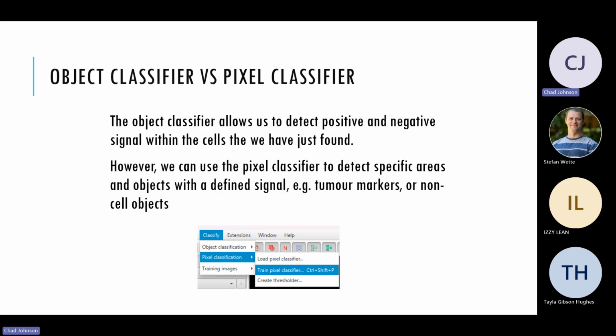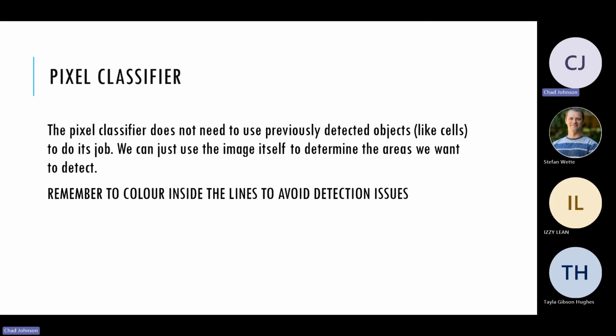But we can use the pixel classifier to detect specific areas and objects with a defined signal. Tumor markers, non-cellular objects. These don't have to be tissues. These can be photos of things. So if you have a photo of a gel, or maybe a photo of a petri dish of bacterial colonies, things like that. So you can use it to detect actual objects within an image. Now, the pixel classifier doesn't need to use detected objects like we were for the cells. We can use the image itself to determine the areas we want to detect.